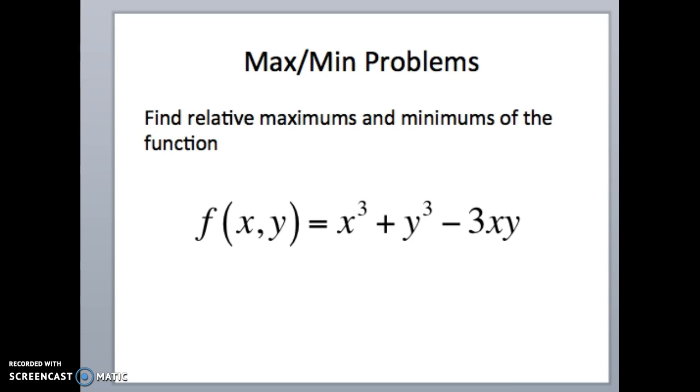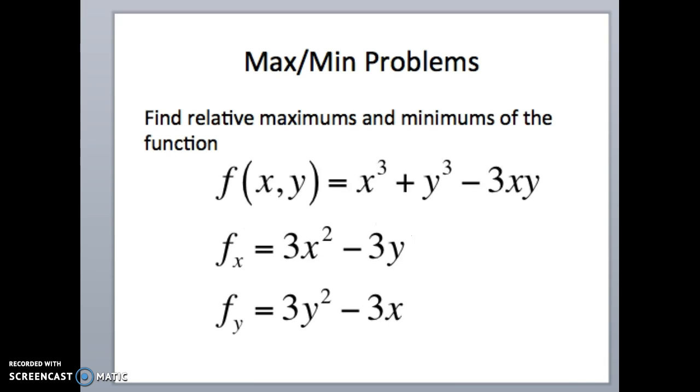Now, what did we have to do? We had to find critical points, and the critical points required us to take the partial derivatives f sub x and f sub y and set them equal to 0. So we had done that, and we had found the critical points were (0, 0) and (1, 1). So now the question is, is (0, 0) a min, a max, or neither? Is (1, 1) a min, a max, or neither?